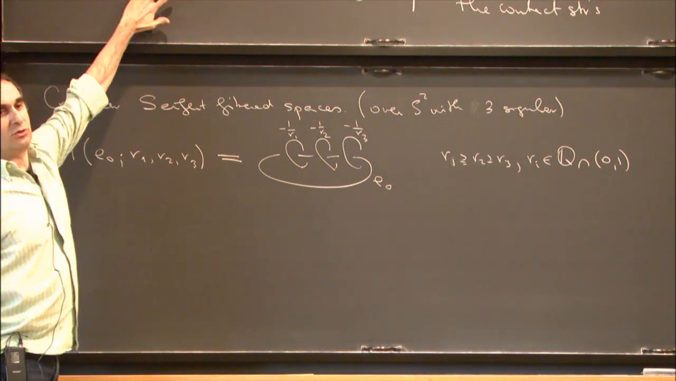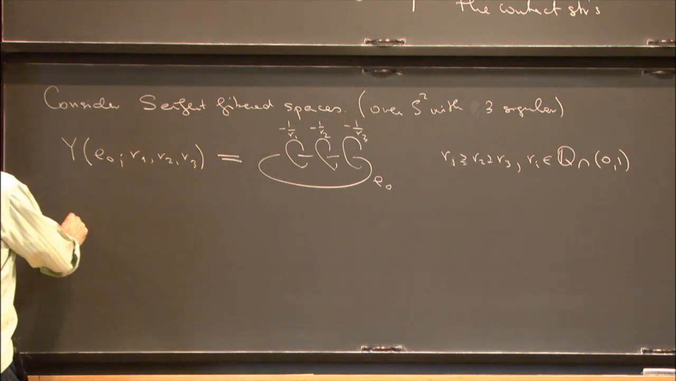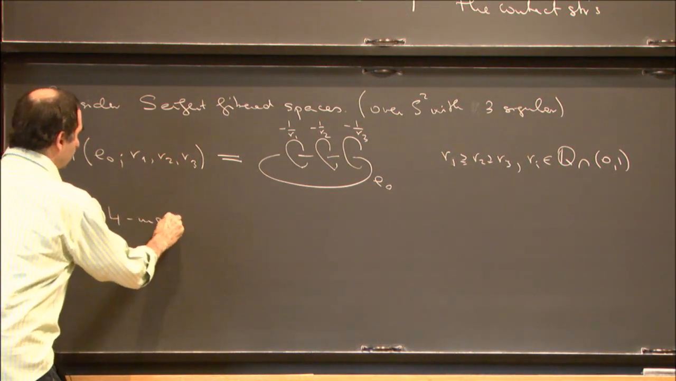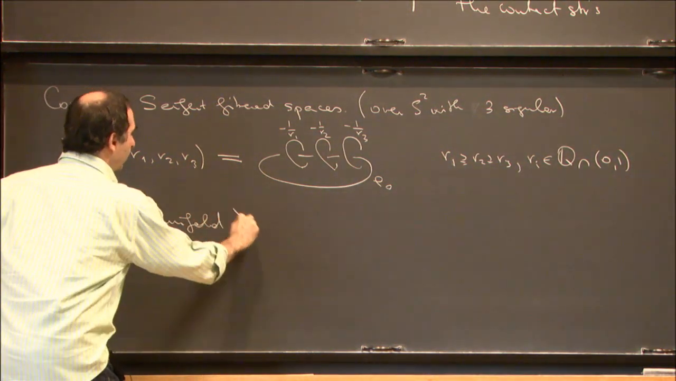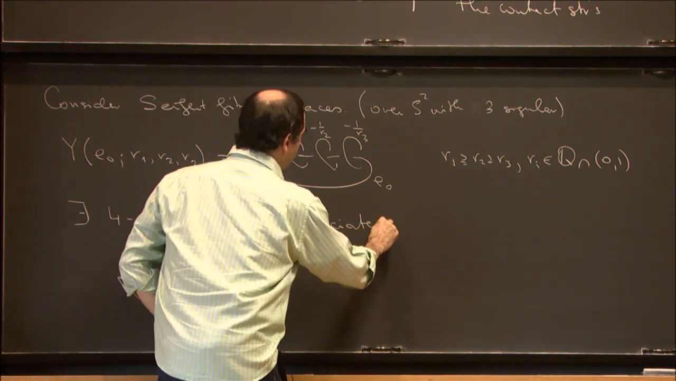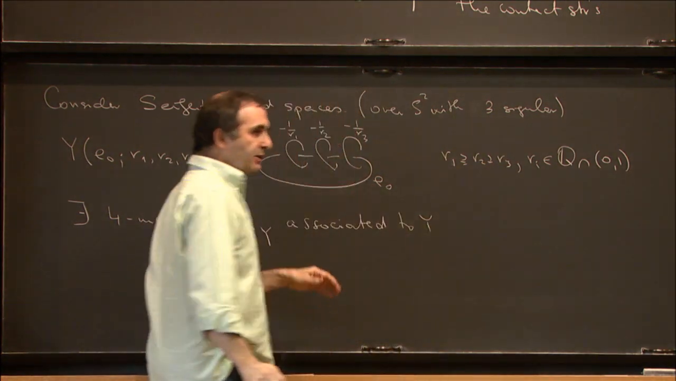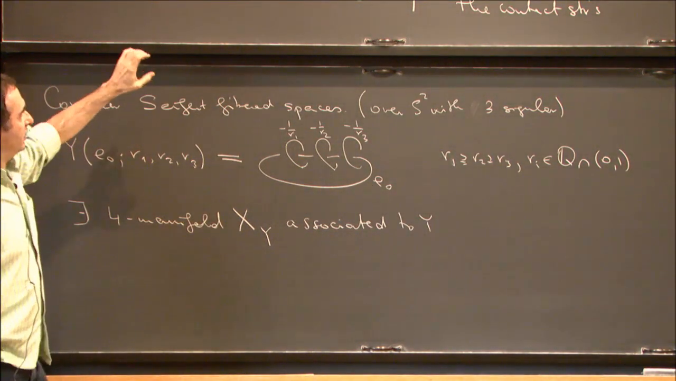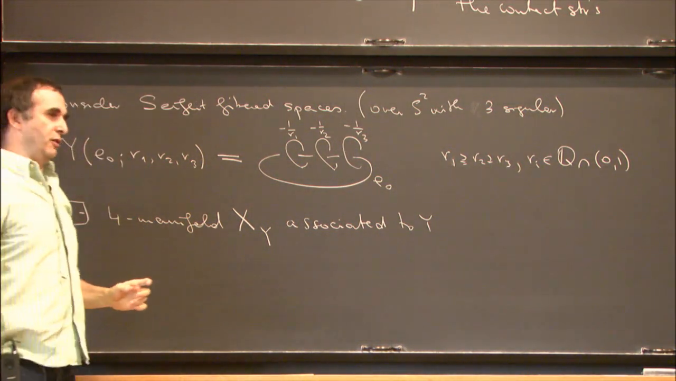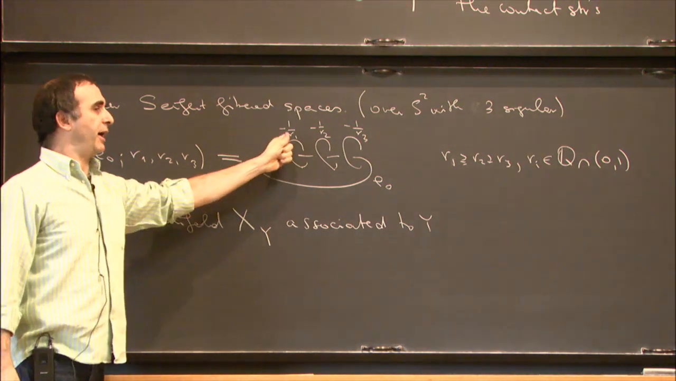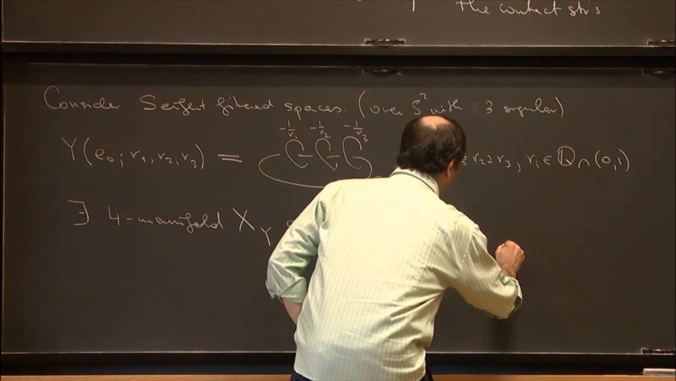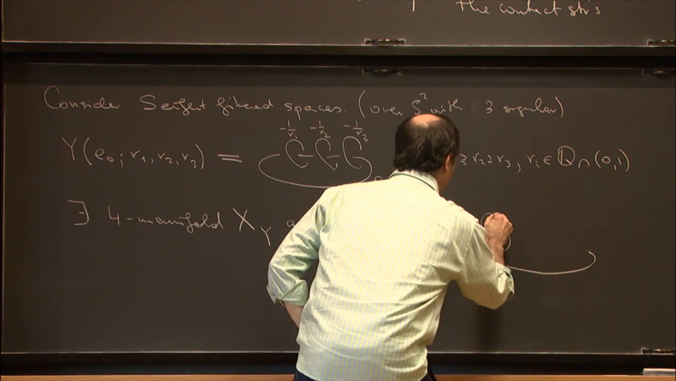And we can try to do the same as we did above. So step 1, there is a 4-manifold X_Y associated to Y by doing exactly what we did up there, by substituting the single surgery with a chain of unknots, and the surgery coefficients are given by the continued fraction coefficients of the framing. And I will not write down the details, but this is what you do.